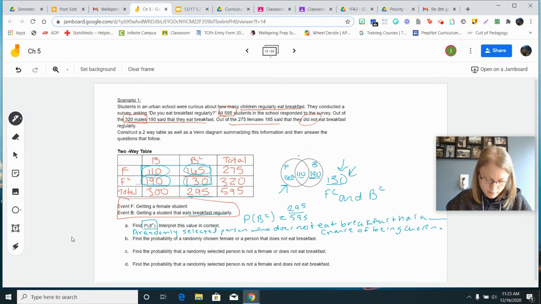For part B, find the probability that a randomly chosen person is a female or a person that does not eat breakfast. So I'm looking at the probability that I get event F or someone that does not eat breakfast, so B complement. I want to double check for overlap and make sure I'm not violating anything there. Let me rewrite some of these numbers so we can see them a little better. So B complement.